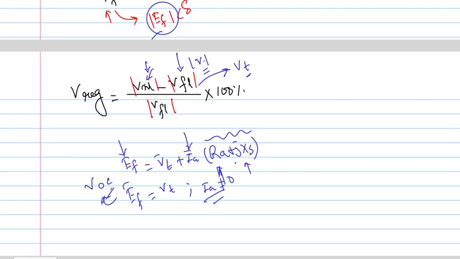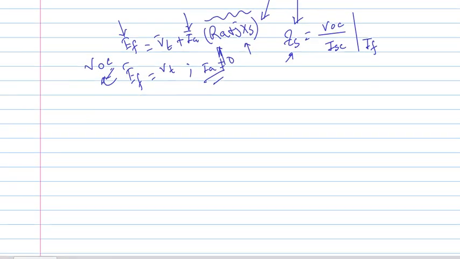Now our problem is to find out this Xs. The synchronous impedance is defined as the open circuit voltage divided by the short circuit current for a particular field. To get this synchronous impedance, we have to perform two tests. Those tests are your OCC and your SCC test.